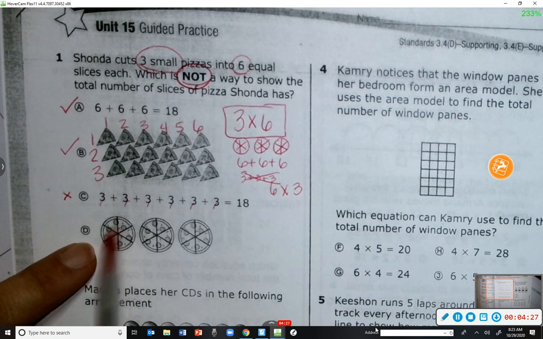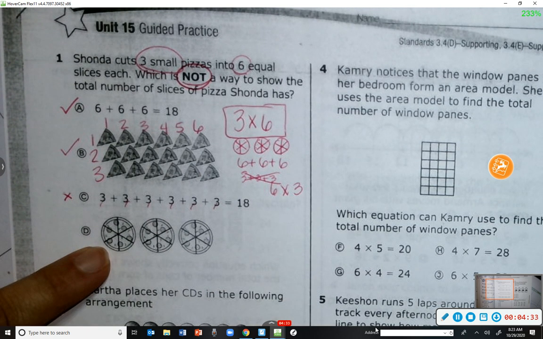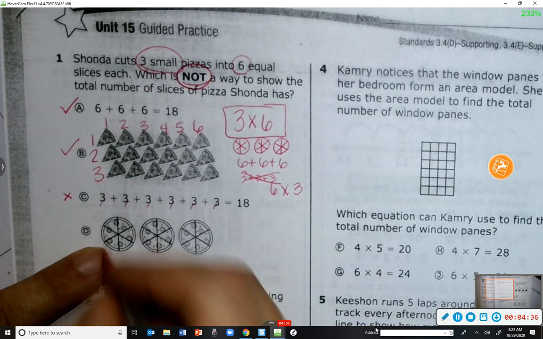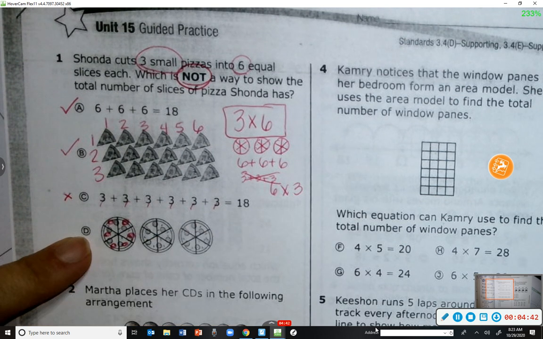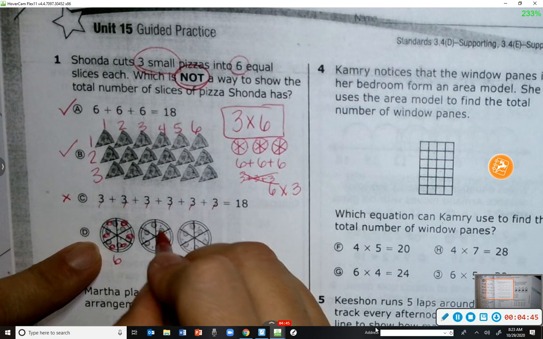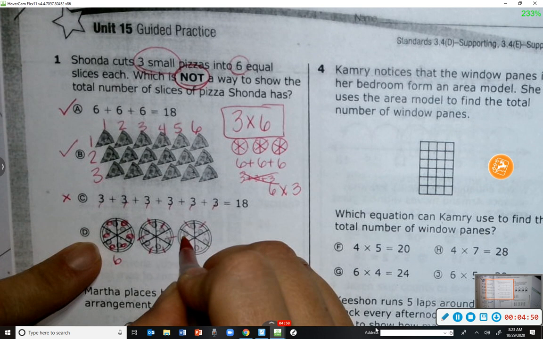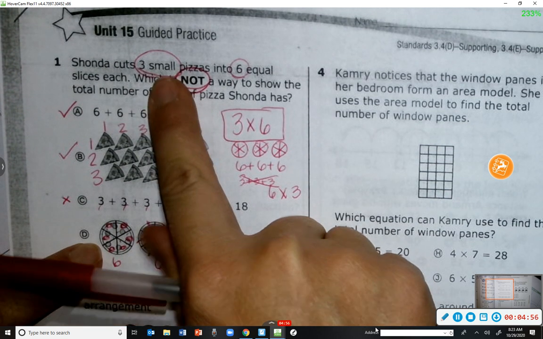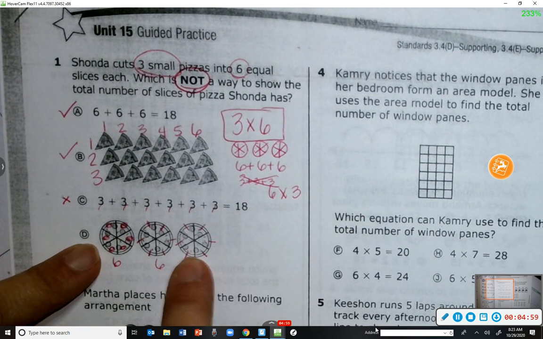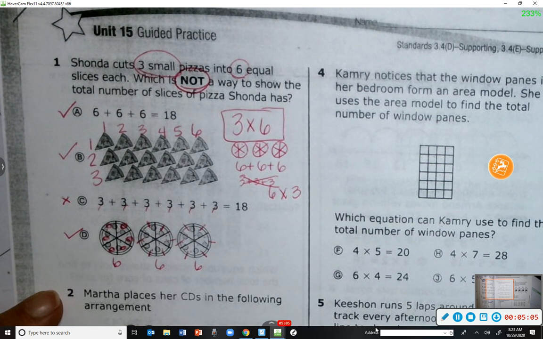If I look at this picture, it kind of looks like what I sketched out, doesn't it? Yes. So I'm just going to count the slices and make sure it's the correct amount. 1, 2, 3, 4, 5, 6. So far so good, right? 1, 2, 3, 4, 5, 6. 1, 2, 3, 4, 5, 6. So does that represent what the word problem told us? Yes, it has 3 small pizzas with 6 equal slices. That one looks good. Okay, so the one that is not a way to show this would be C.